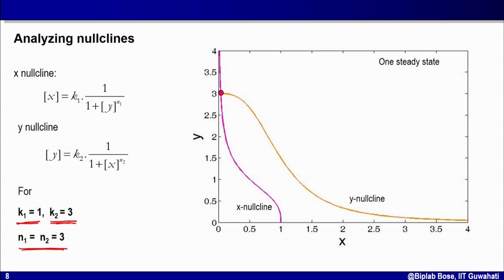So if I draw the nullclines, this is my y nullcline, the yellow one. It is a sigmoidal one with an intersection of the vertical axis at 3, because k2 is equal to 3. For the x nullcline, the pink line, it is sigmoidal too, but it will intersect the horizontal axis at 1. Now as you can see in this plot, there is only one point of intersection between the x and y nullclines, and that is shown by this red dot.